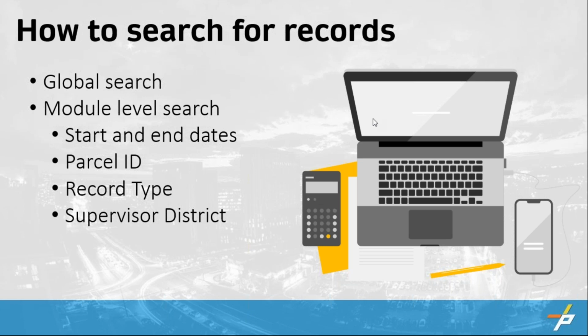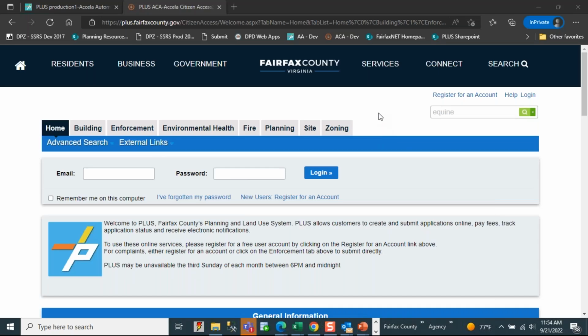I'm going to go over to production. I was in a pre-production environment earlier for that last demonstration. But now what you're seeing here is our production Excella Citizen Access ACA view. So I'm not logged in right now. You don't need to be logged in to do any of the search functions.